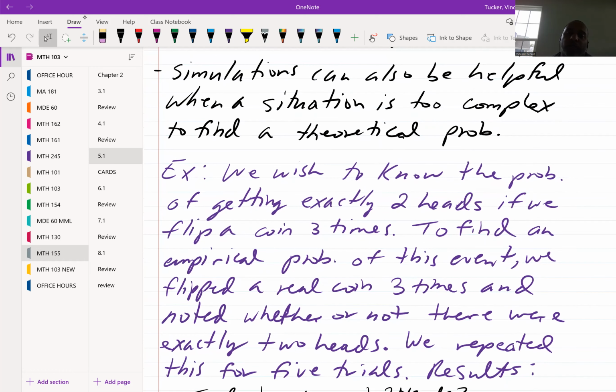For example, we wish to know the probability of getting exactly 2 heads if we flip a coin 3 times. To find an empirical probability of this event, we flipped a real coin 3 times and noted whether or not there were exactly 2 heads. We repeated this for 5 trials, and then we have some results. I'll give you a chance to write that down, and then we'll scroll up to the results.